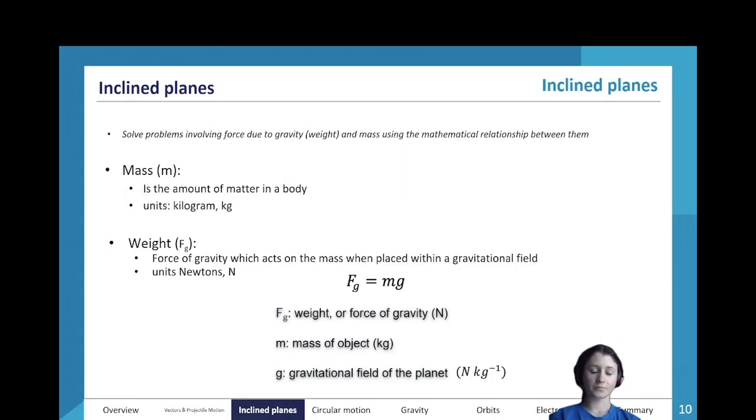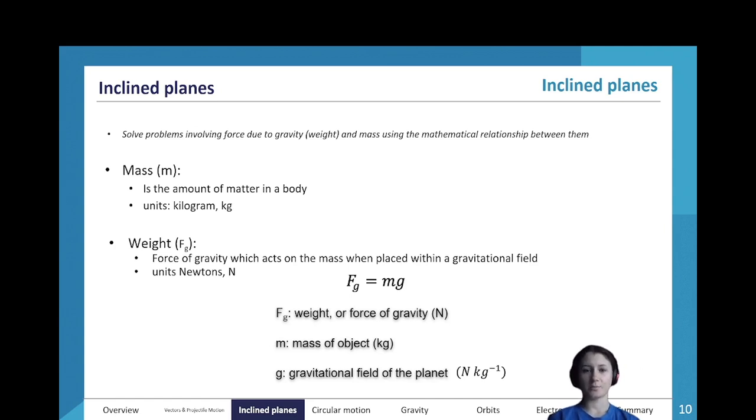So, inclined planes are situations where we have a ramp, right? And we have an object on the ramp, and it's either moving or staying still, and we need to figure out some of the values associated with that object. So how fast it's going, what force is acting on it, that kind of thing.